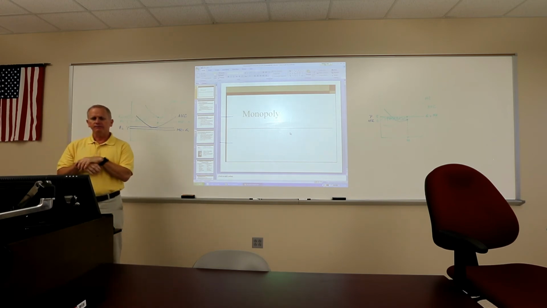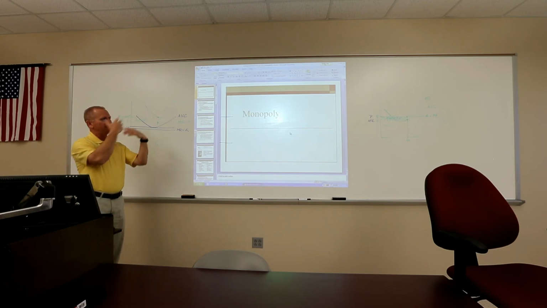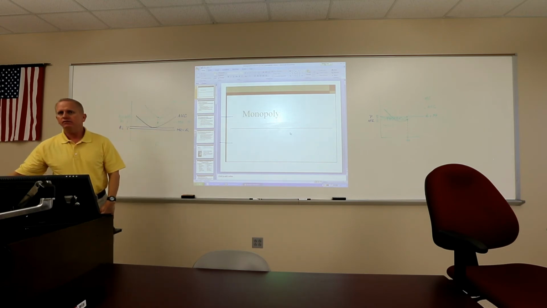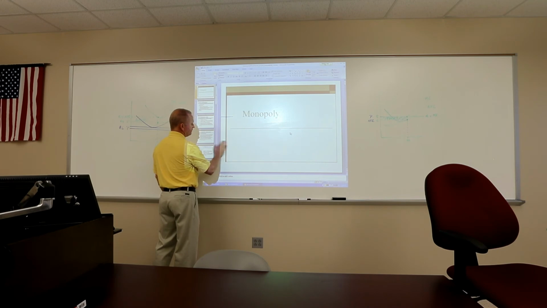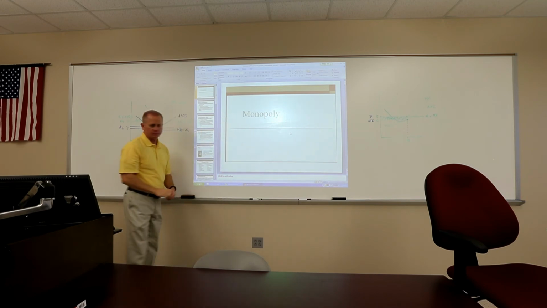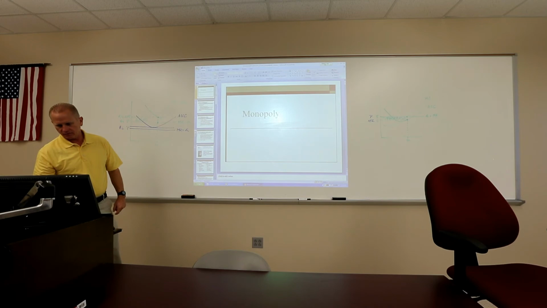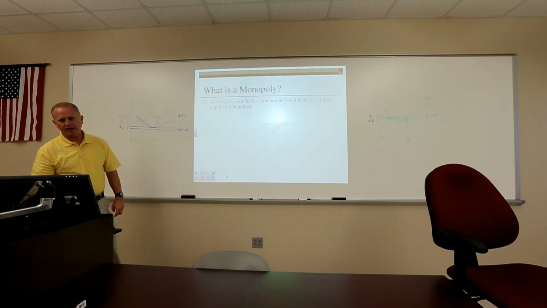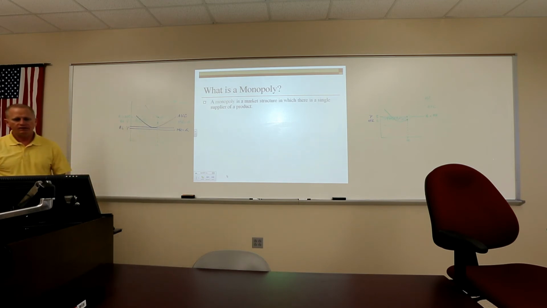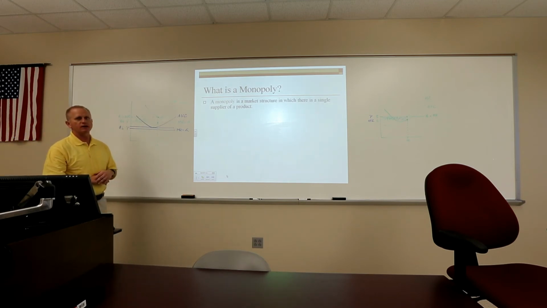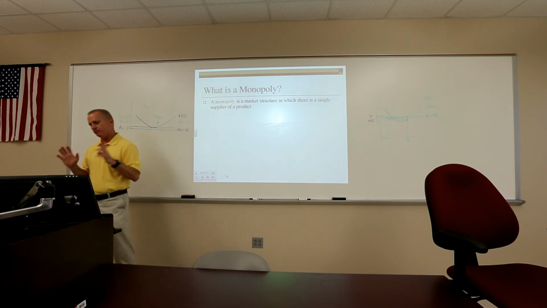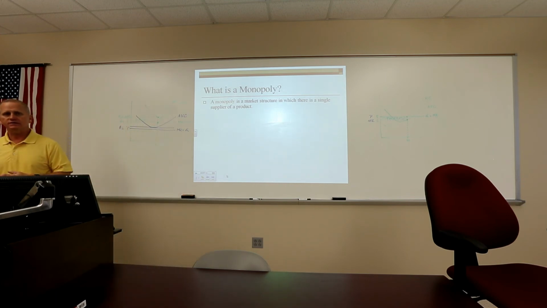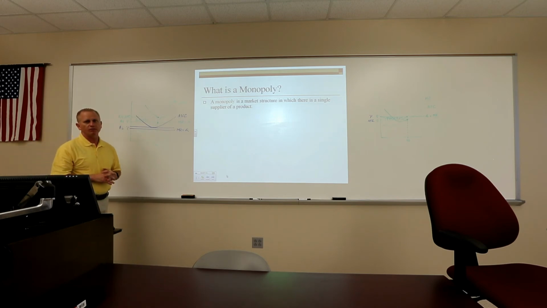So monopolies are the other end of the extreme of the market structures that we have. What is a monopoly? A monopoly is a market structure in which there is a single supplier of a product. That's kind of the basic definition of a monopoly. A single supplier, one firm in the industry.